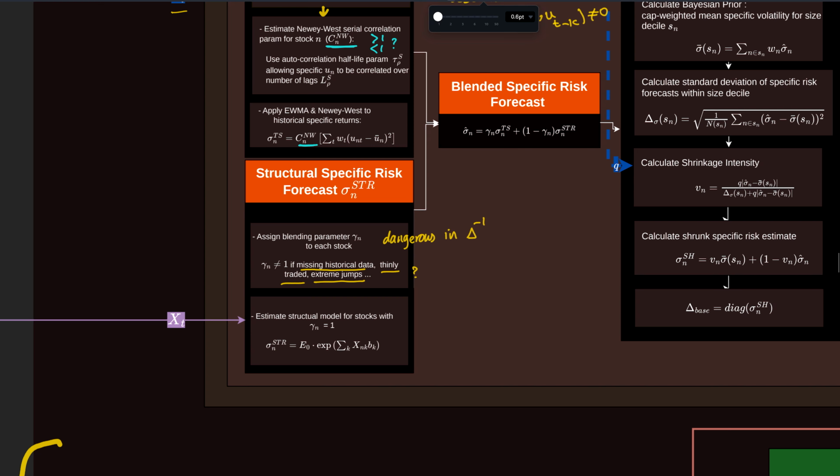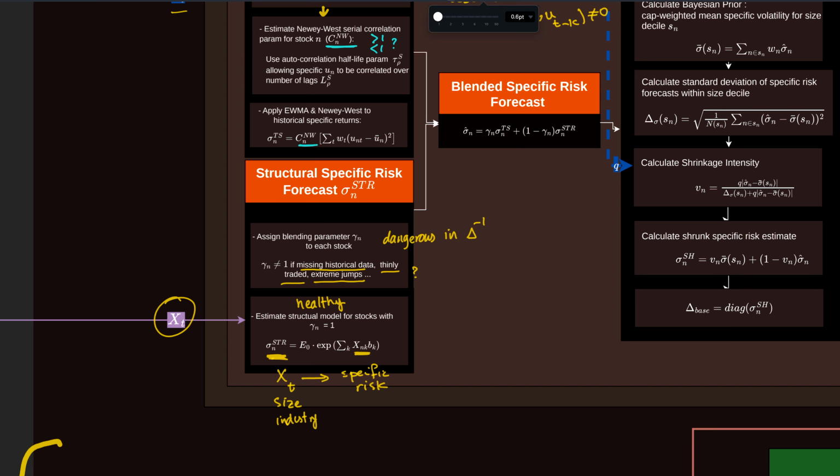So first, for stocks with missing or unreliable history, we deploy what we call a structural forecast. We already have the factor exposure matrix X at our disposal, so we can use the healthiest stocks in the universe to estimate the relationship between firm characteristics and specific risk. So conceptually, what we are asking is a very simple question. Based on today's market, how much do characteristics like size and industry explain idiosyncratic volatility?